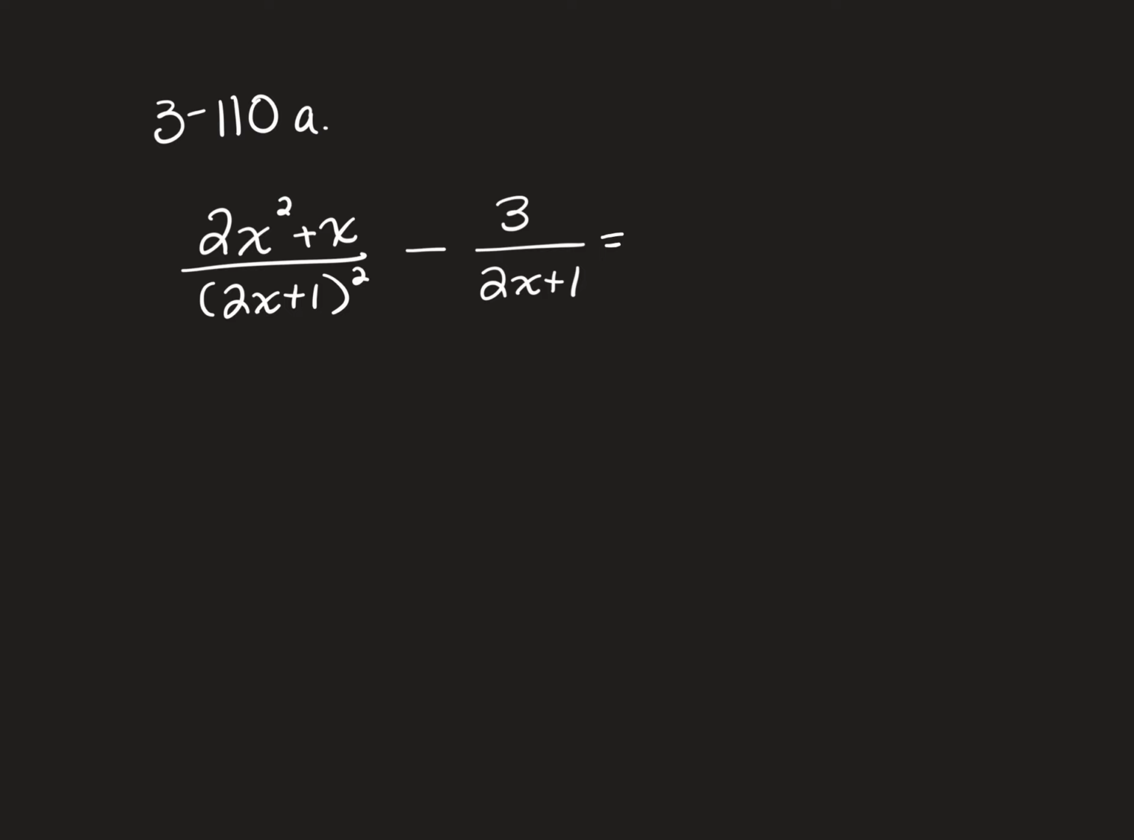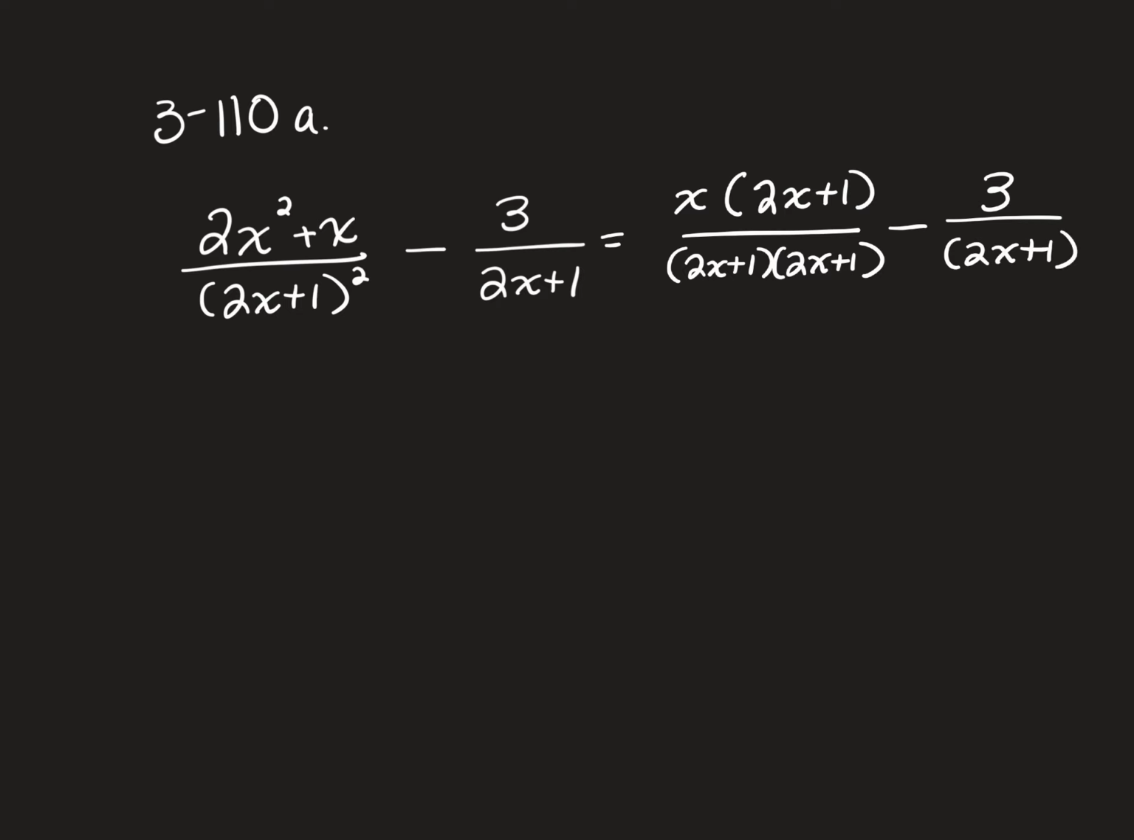So first of all, I'm going to factor the numerator. Actually, I'm not going to factor the numerator. You know what, I am. Let's go ahead and factor the numerator. It can't hurt, right? So I factor an x out of the numerator of that first fraction, and I get x(2x plus 1) over, now I'm going to write (2x plus 1) squared as (2x plus 1) times itself, minus 3 over 2x plus 1.